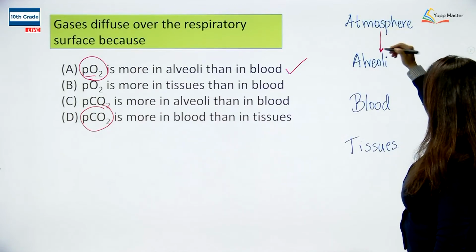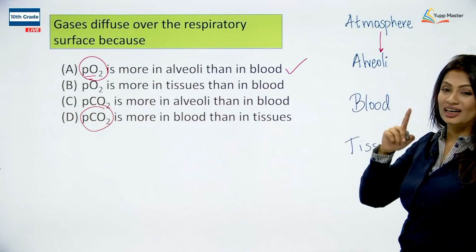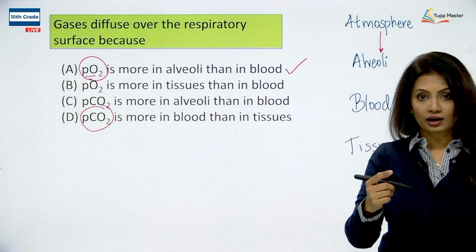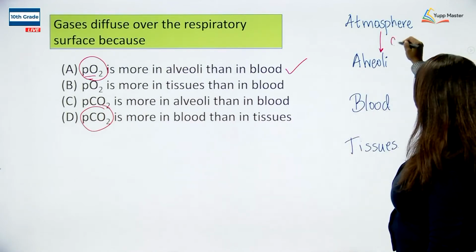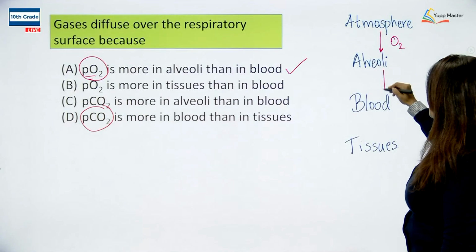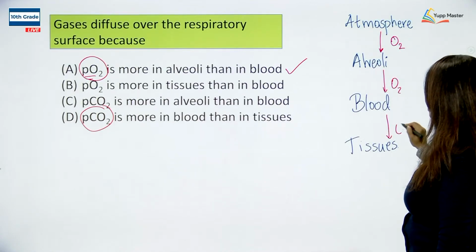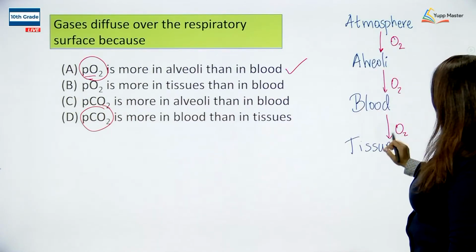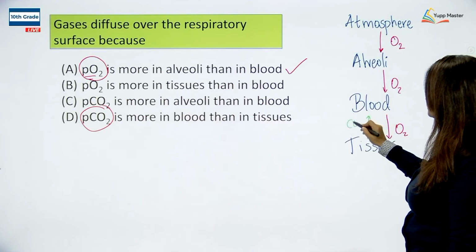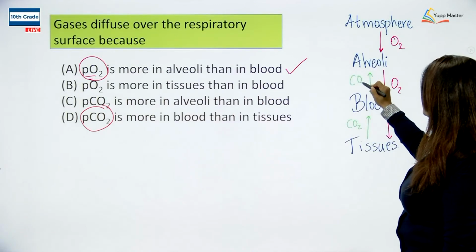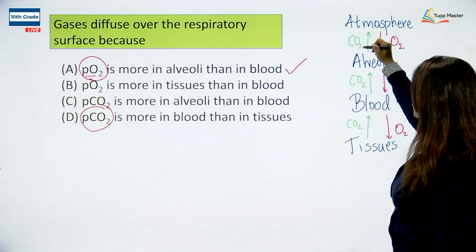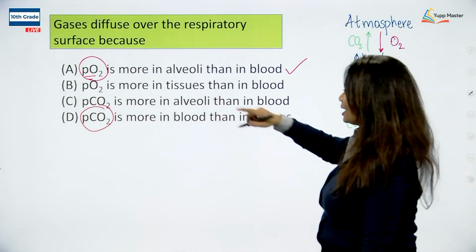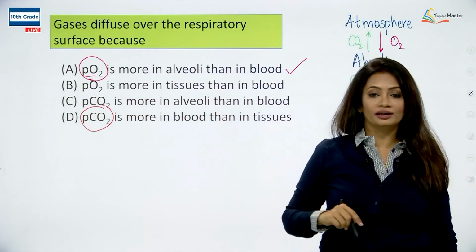From atmosphere to alveoli, what happens? Let's talk about only oxygen first. Partial pressure of oxygen being more in the atmosphere and less in the alveoli, that's why oxygen travels from atmosphere to alveoli, from alveoli to blood and from blood to tissues. Whereas when we talk about carbon dioxide, it is exactly the opposite. Carbon dioxide will be going from tissues to blood, from blood to alveoli and from alveoli to the atmosphere. So this is the way that carbon dioxide is going to be flowing. So this is our correct answer, that partial pressure of oxygen is more in alveoli than in the blood.